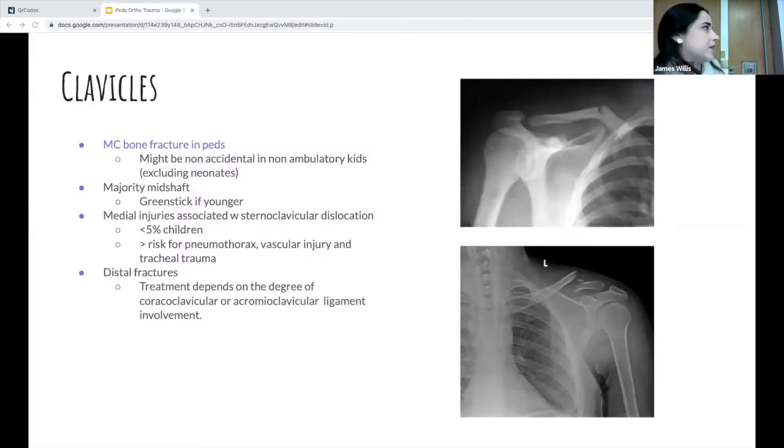Clavicles, this is the most common fracture in pediatric patients. It might be non-accidental if the patient is non-ambulatory, with the exception of neonates, because it can be related to birth trauma. Same with the adult patient, almost always going to be midshaft. If it is medial, it can be associated with sternoclavicular dislocation. It is super unlikely in pediatric patients, but it also increases the risk for pneumothorax, vascular injuries, and tracheal trauma. And then distal, the treatment is going to depend on the degree of coracoclavicular or acromioclavicular ligament involvement.